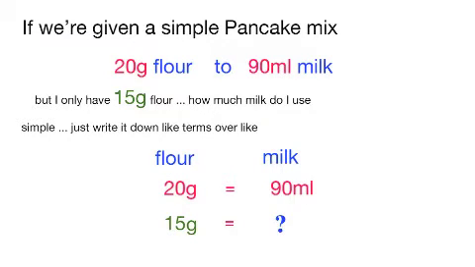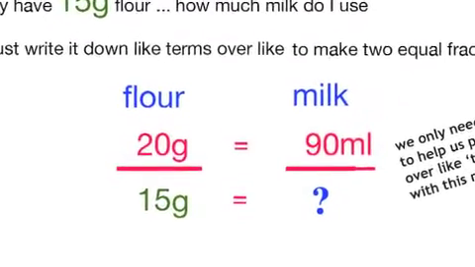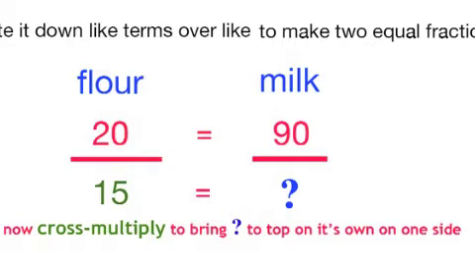Because we've written it down with like terms over like, and we know that the ratio stays the same, we therefore know that the unknown quantity will stay in proportion to the rest of the equation. This means we can treat it like two equal fractions and use cross multiplication to rearrange the equation so we get the unknown on one side.